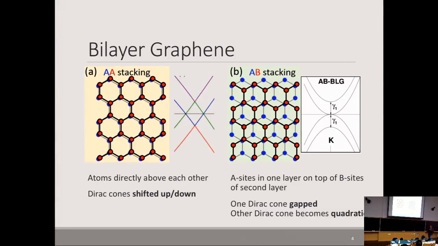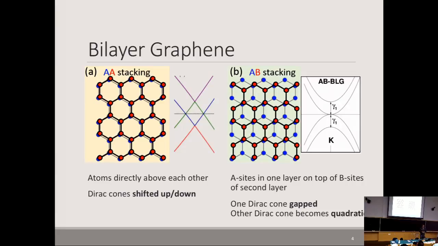Now if you just take 2 sheets of graphene and put them on top of each other, there are 2 simple ways that you can do that. The first is called AA stacking, where you put the carbon atoms literally on top of each other. In that case, in momentum space in the Brillouin zone, you have 2 Dirac cones on top of each other. But what happens is if you turn on the interlayer coupling, one of the Dirac cones is shifted down and the other Dirac cone is shifted upwards. So that's the effect of AA stacking.